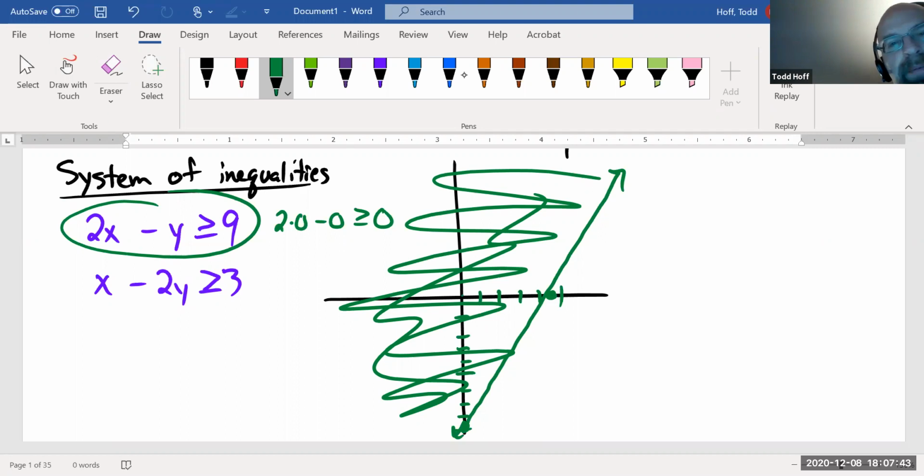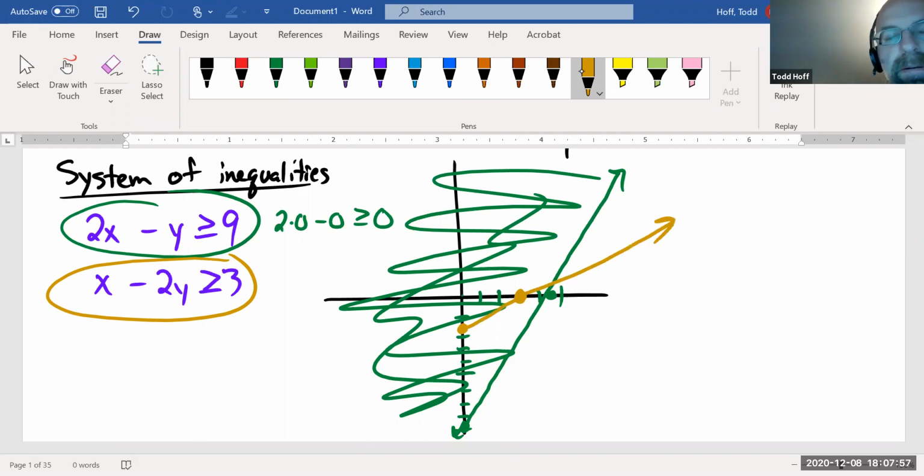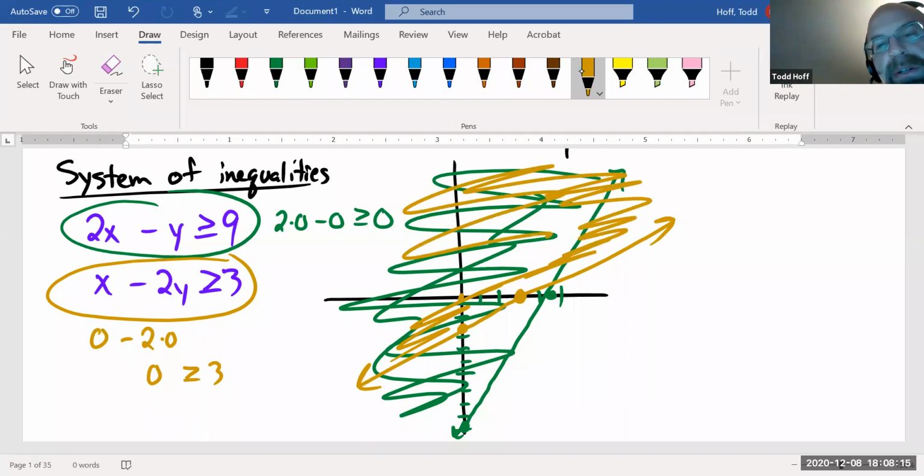So then we'll graph the other equation, this one here. 3 divided by 1 means 3 is our x-intercept. 3 divided by -2 would be -1.5, which would be our y-intercept. We draw that line across there. If we use 0, 0 as our test point, 0 minus 2 times 0 is 0. Again, that is not greater than or equal to 3, so we shade the top side of that line, saying that is not the solution.